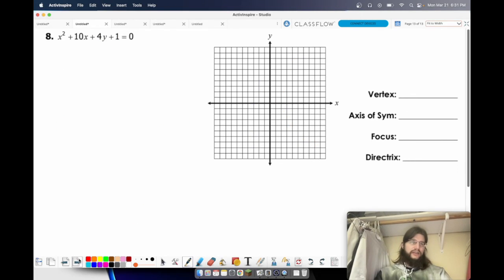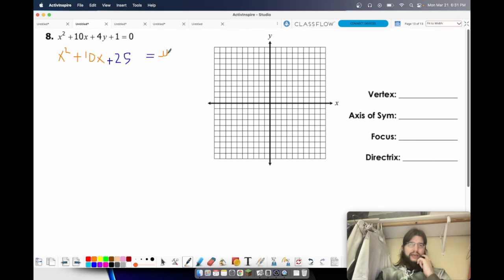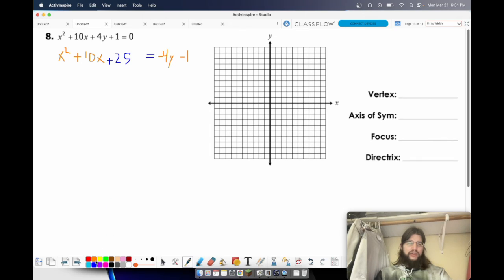Last one. All right, we're going to complete the square again. I'm going to move my y and constant over the right side. X squared plus 10x. Divide that by 2 is 5. Squared is 25. I want everything else on the right side. So that's -4y minus 1 and plus 25.